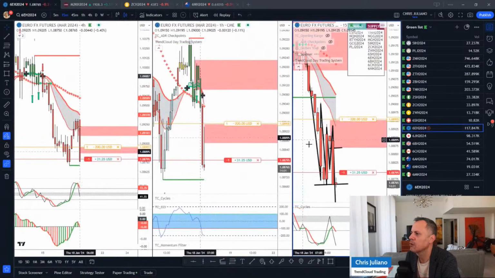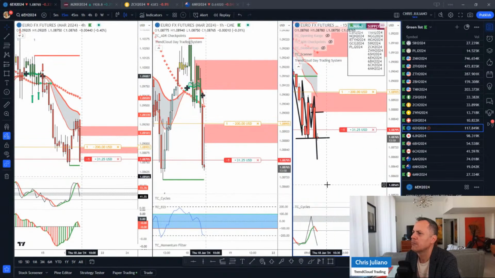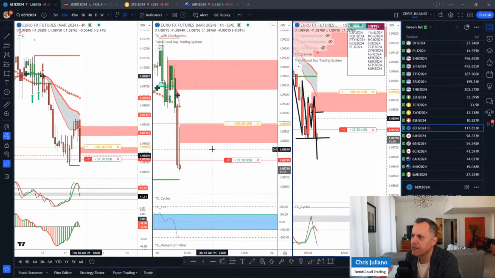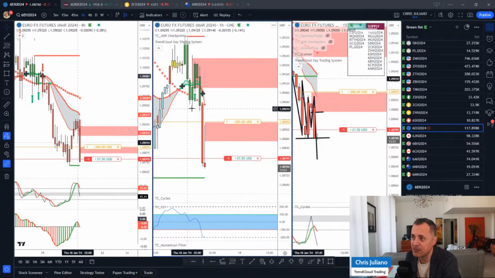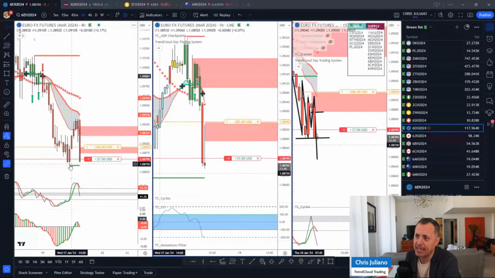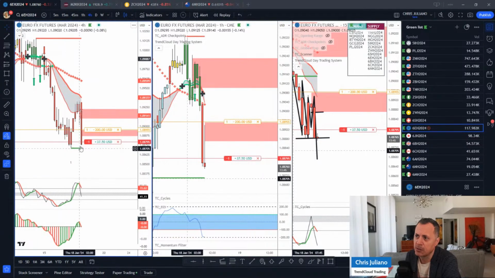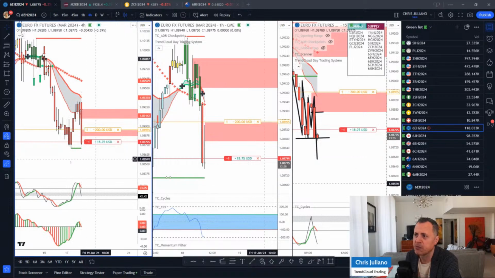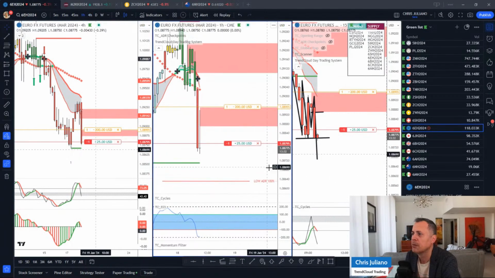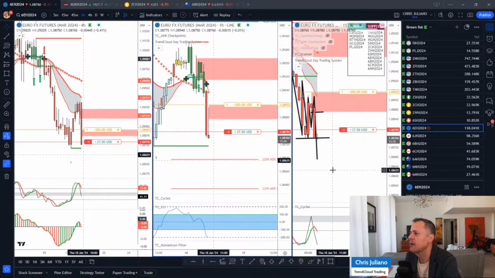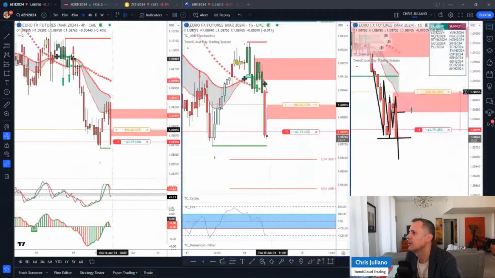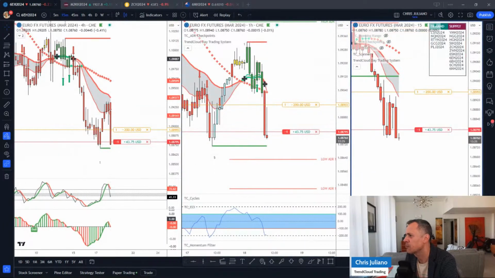Back to the euro. Looking good. Nice rejection candle. See, we've got the downtrend on the 1 hour and the 4 hour. And if we start to break structure here on that high time frame, it's going to be even more powerful. So we will let that work out. Let's remove the drawings.